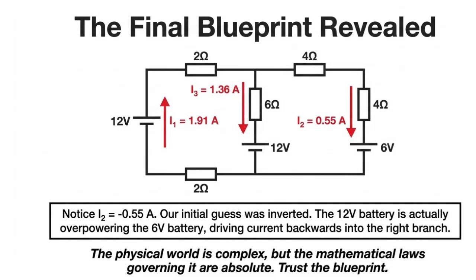Here we see the final setup with current values annotated for each branch. The first branch carries about 1.91 amps upward, while the middle branch carries 1.36 amps downward. Interestingly, the current in the right branch is 0.55 amps flowing downward, which is opposite to what we initially expected. This happens because the 12-volt battery is stronger than the 6-volt battery, pushing current back through that side of the circuit. This is a good reminder that while the physical setup might seem complicated, the mathematical principles guiding it are precise and reliable, so we can trust these results to guide us accurately.